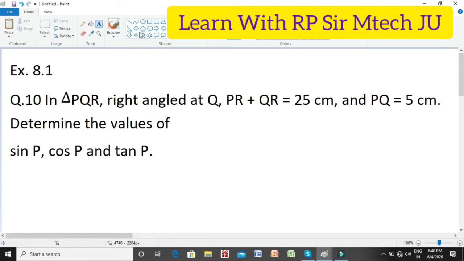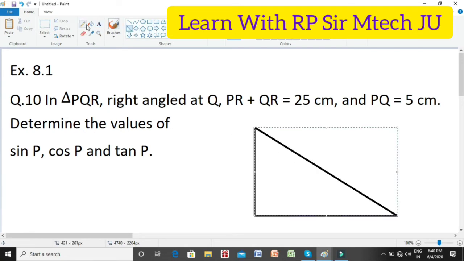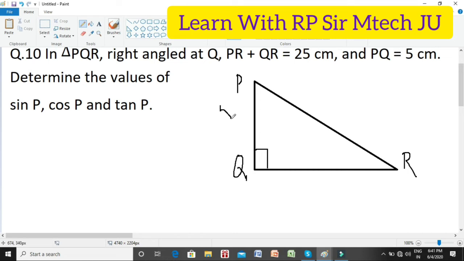So in order to start this, we have to draw a right angle triangle and we have to name it as PQR. So since Q is the right angle, so this will be Q, this will be P and this will be R. Right. So now we have to figure out what are the values. Now we have PQ equals 5, which is already given. So this is 5 centimeter.